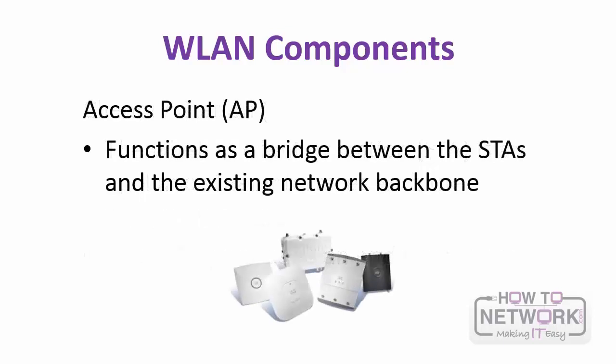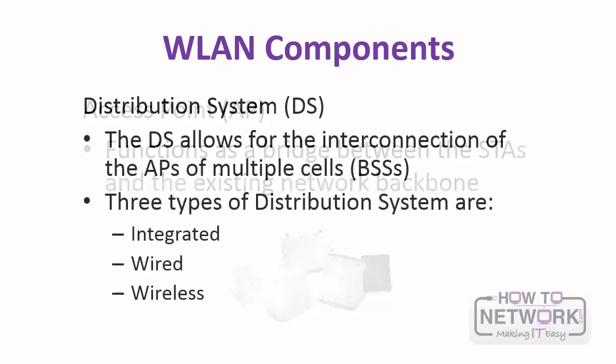An access point functions as a bridge, basically, between the endpoints and the existing network backbone. So the access point is what the endpoints are actually communicating with, and as they roam, they may change access points throughout the building, but the access points are actually what are getting them access to the network. As you can see in this picture, access points come in many different shapes and sizes. These are just a few examples of access points.